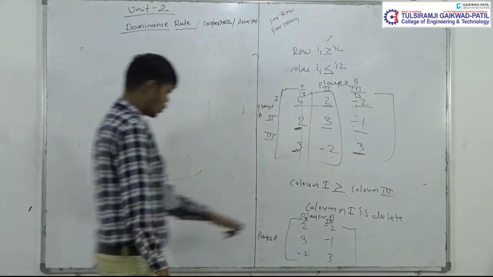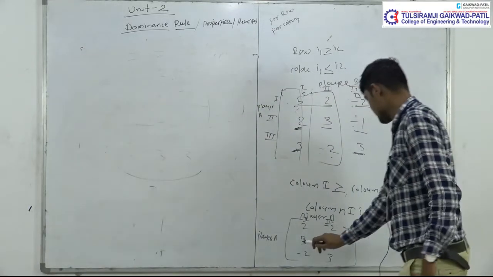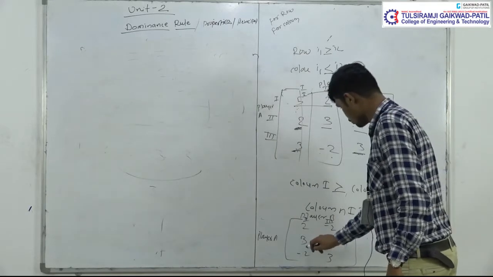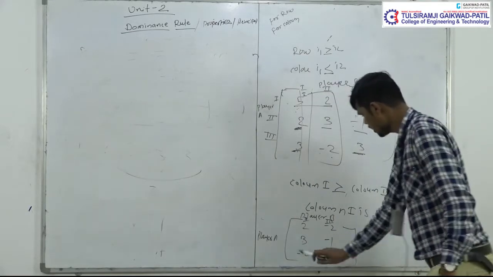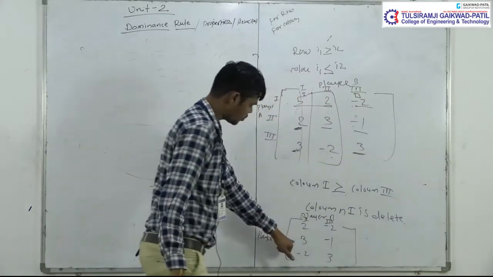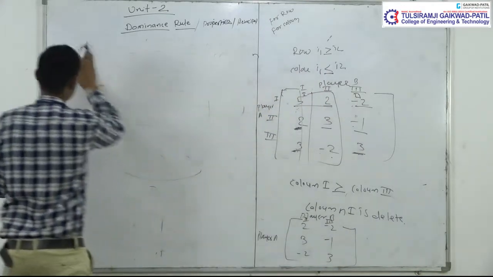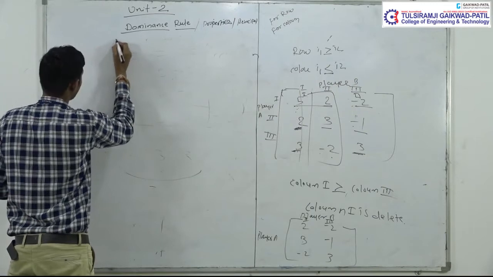Compare row wise: 2 minus 2 is less, 3 minus 1 is greater, 2 and minus 2 is 3, which is the greater for 3. Not satisfied the deduction for the column wise. Let's solve the row wise. Row wise is column solve.